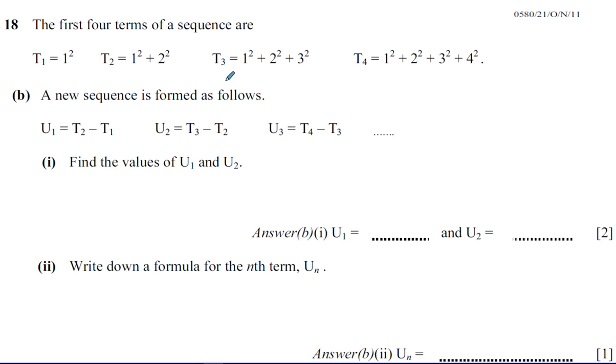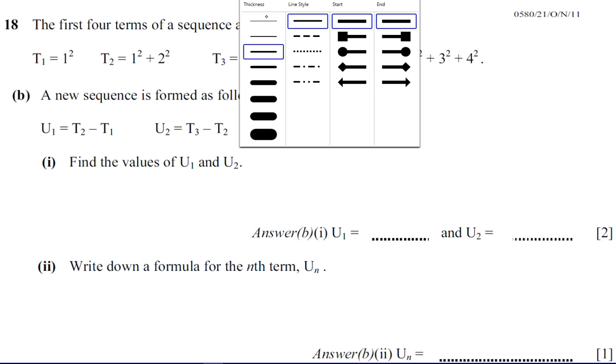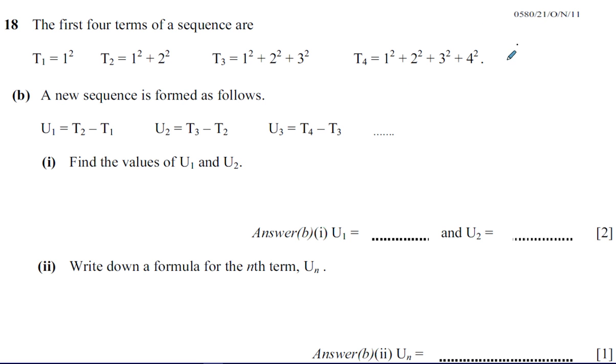So let's start off with maybe a more simplistic way that most people would think of. First of all, you work out the value of the first term, which is 1 squared, which is 1. And the value of the second term, which is going to be 1 squared plus 2 squared, which is 1 plus 4, which is 5. And then the third term, which is going to be this 5 plus 9, which is 14. Then you're going to have 14 plus 16, which is 30. That's the value of the first, second, third, and fourth term of the first sequence.